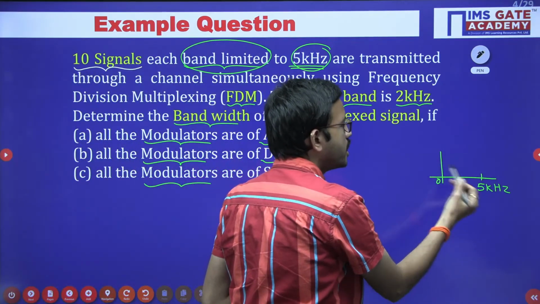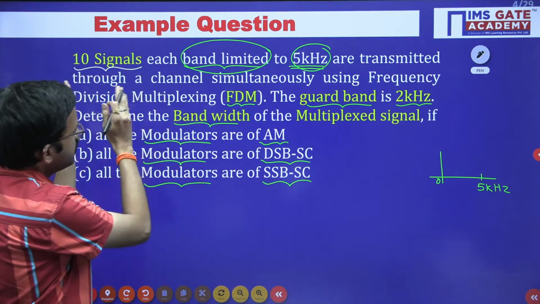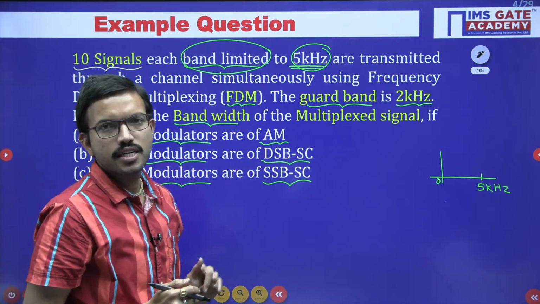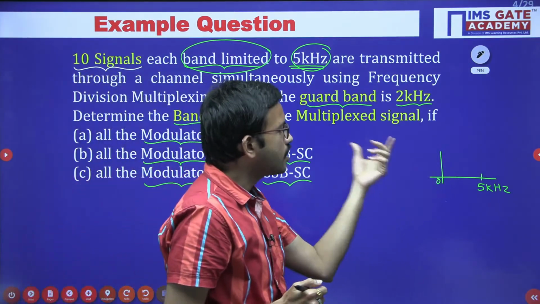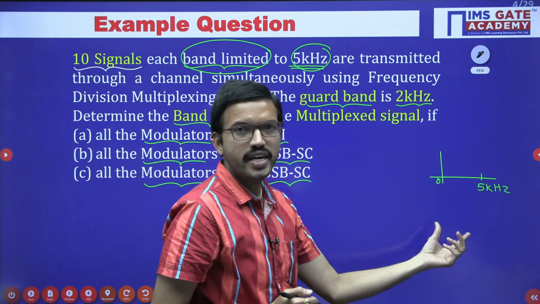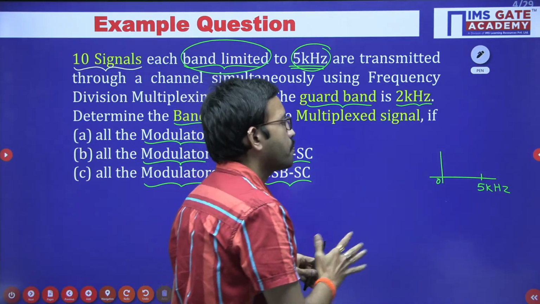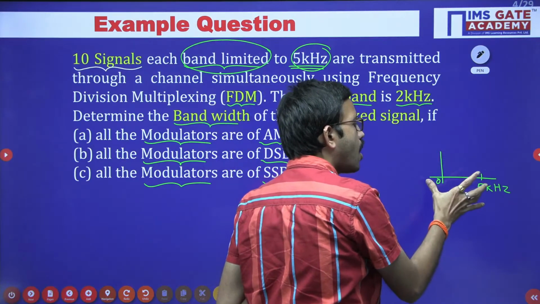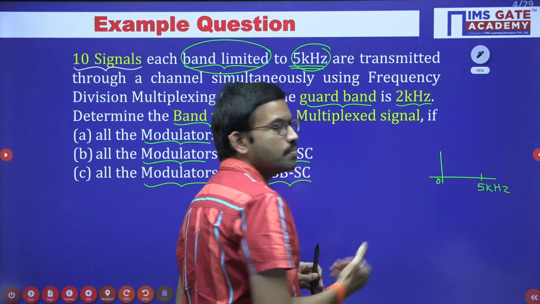Okay, so that means if you want to transmit all the 10 signals directly in the channel, because all the signals have the same frequency, what information do you have? Now you have to transmit all the signals. Definitely there will be interference.